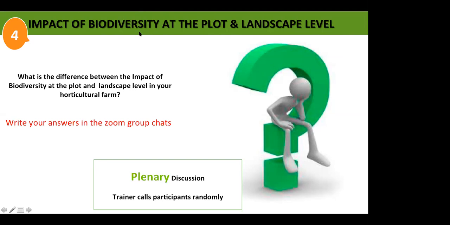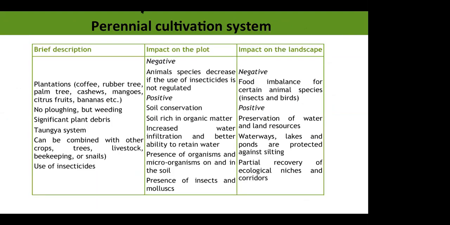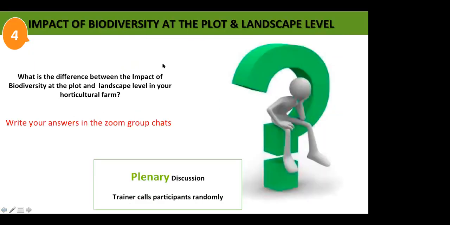Okay, so I'd like to read what Ibrahim has written. They said at the plot level, especially in the open field, different crops have really helped on planning because they have different crop cycles and it makes pest control easy. Okay, good. Mr. Jonathan, if you can hear us, can you type also and share with us what is the difference between the impact of biodiversity at the plot and landscape level in your horticultural farm?